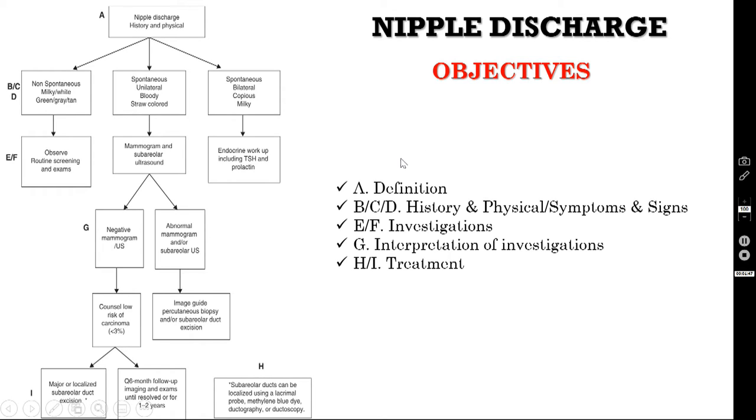What I am going to do in this video is use this algorithm. That is why I called it an algorithmic approach. See, A is here. A is the definition: what is nipple discharge? This is the first step. The second step is how to elicit the history and physical examination, B, C, D.